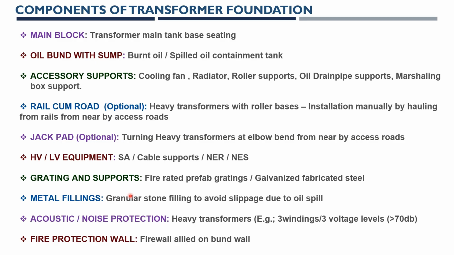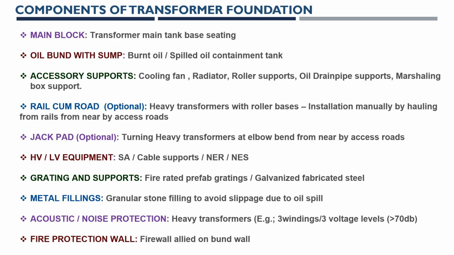Next one is grating and supports. There are various grating systems. One is fire-rated prefab gratings. Another is galvanized fabricated steel. Sometimes precast concrete is also used as a core slab or grating, and the supports for the same are to be provided, either steel or some small concrete element placed inside the transformer bund slab.